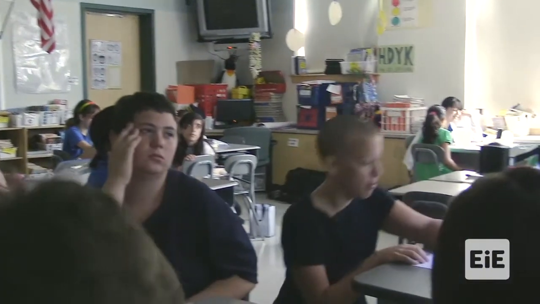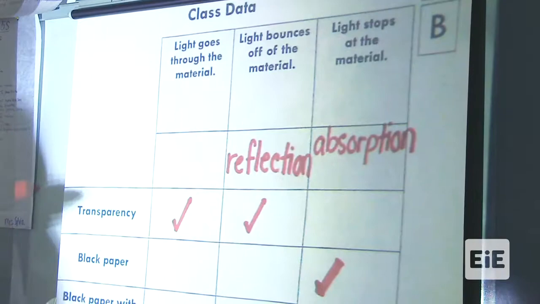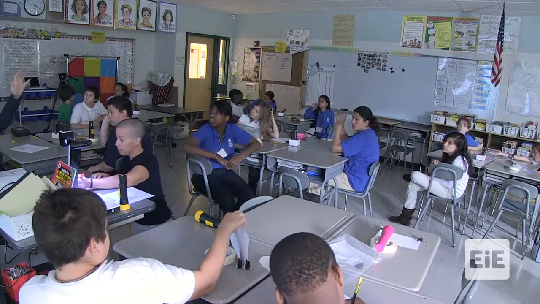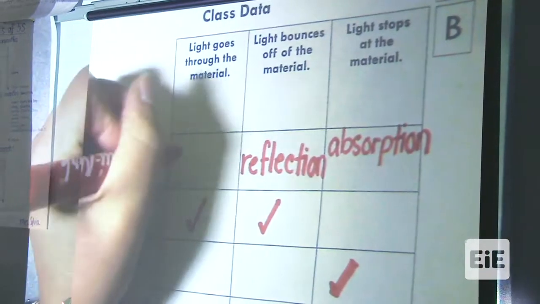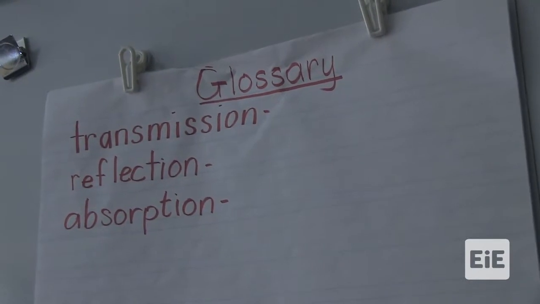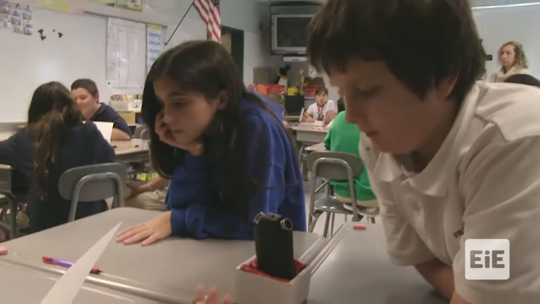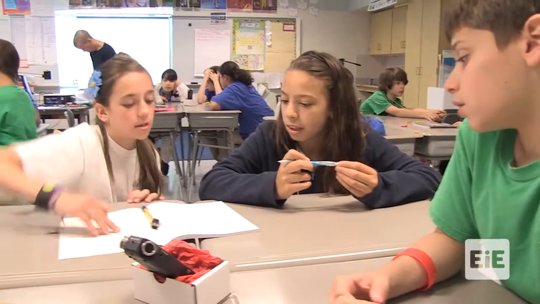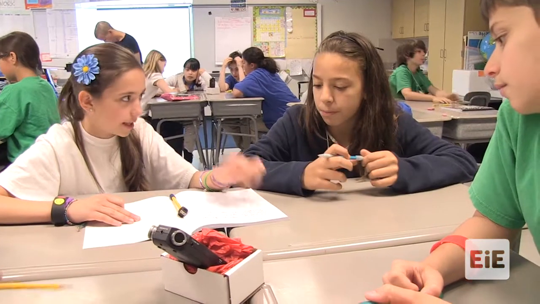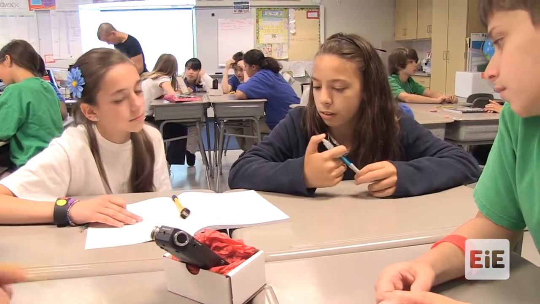Yeah, the light's getting absorbed or sucked into the material so it can't go anywhere past it. And so the last one must go where, Ariana? Transmission. Right. Good. Transmission lets light go through a material. Transmission: light goes through the material, and reflection is the light bounces off the material. And absorption: light stops at the material.